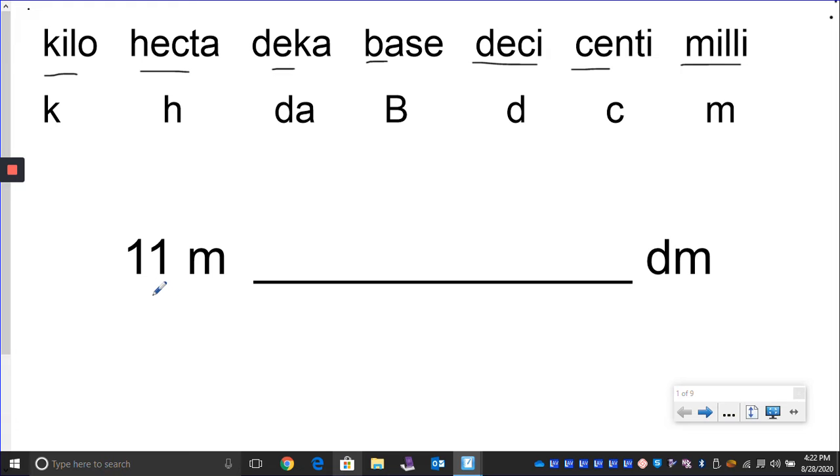For example, we start out with 11M. Well, anytime you have a letter by itself, it's a base unit. So M by itself is meters. That's going to be right here in your base unit. Then we have DM, that is decimeters, right here. So we started at our base unit. Then we go to decimeters, which will be right up here on our scale, our ladder. We're going to go one swingy dingy to the right.